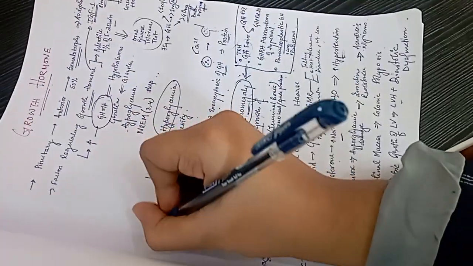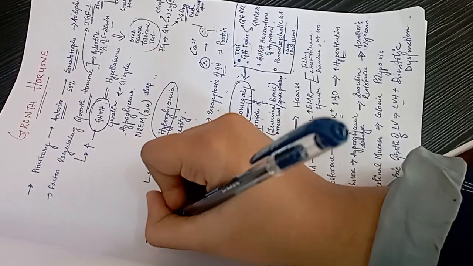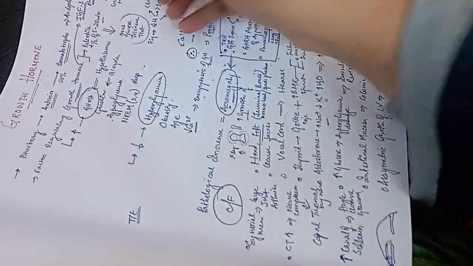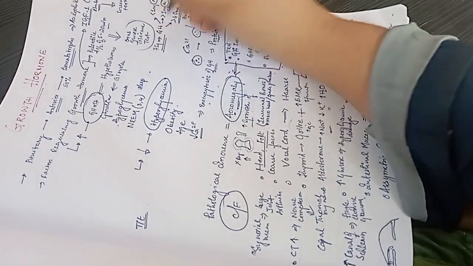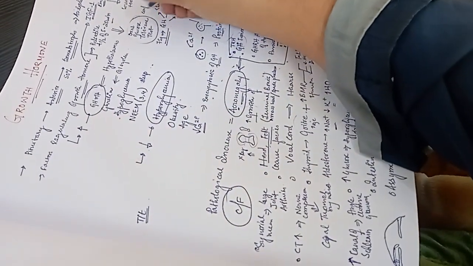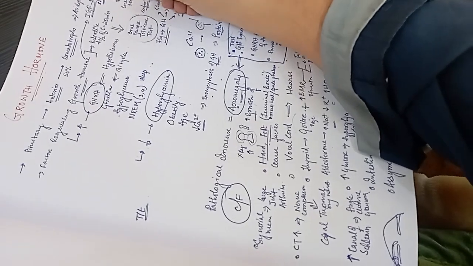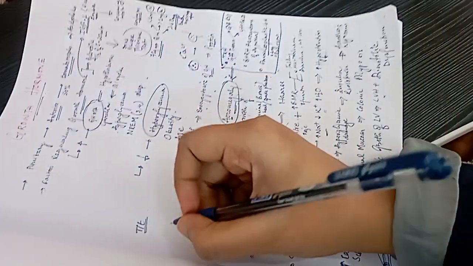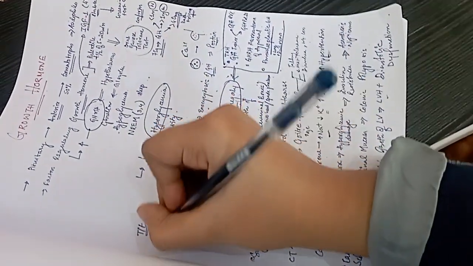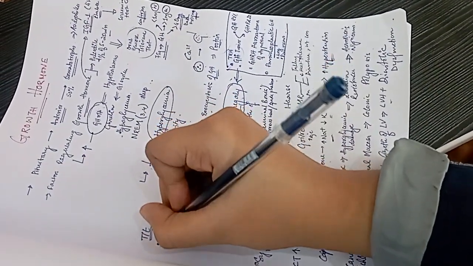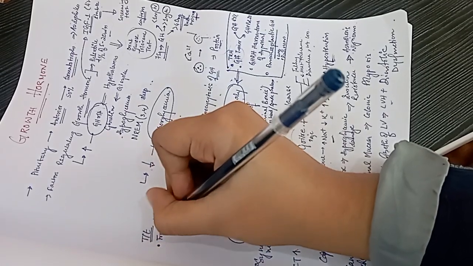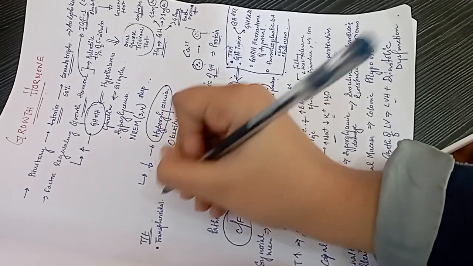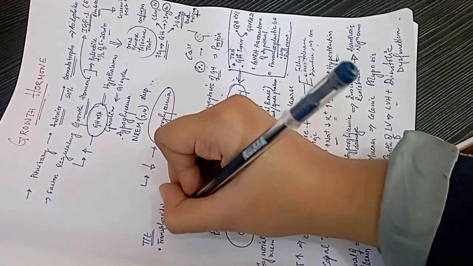Now the treatment. What is the treatment? When we get this OGTT positive, this is the confirmatory test. We are confirmed that we have acromegaly. So we now go for transsphenoidal resection of the tumor.